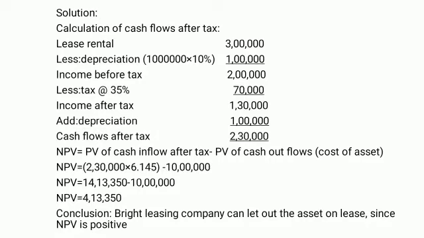So we'll arrive at the present value of cash inflow as 14,13,350, to be subtracted by 10 lakh. At last, the net present value is positive, such as 4,13,350. The conclusion is that Bright Leasing Company can let out the asset on lease since the net present value is positive. Thank you.